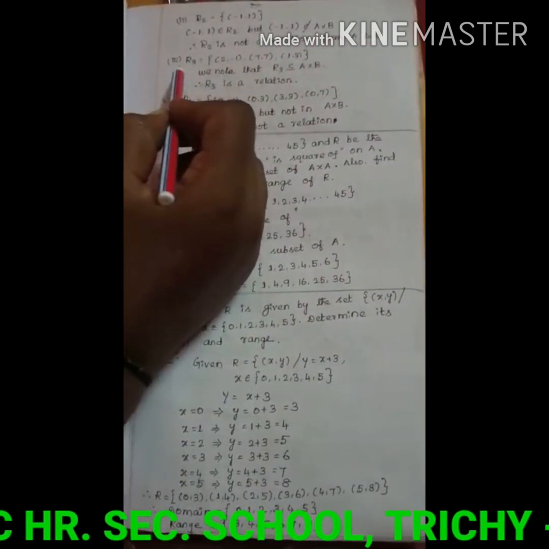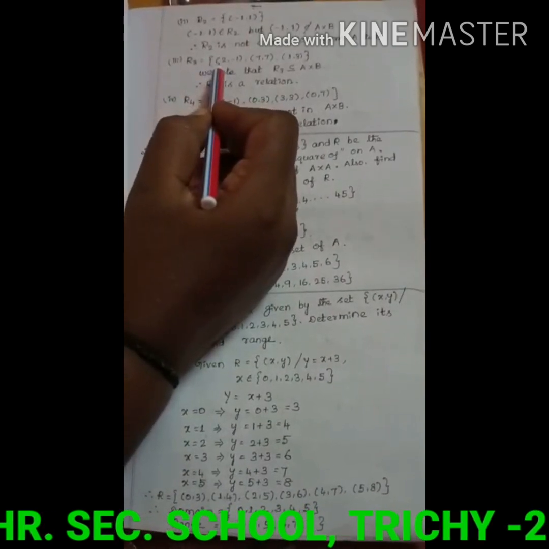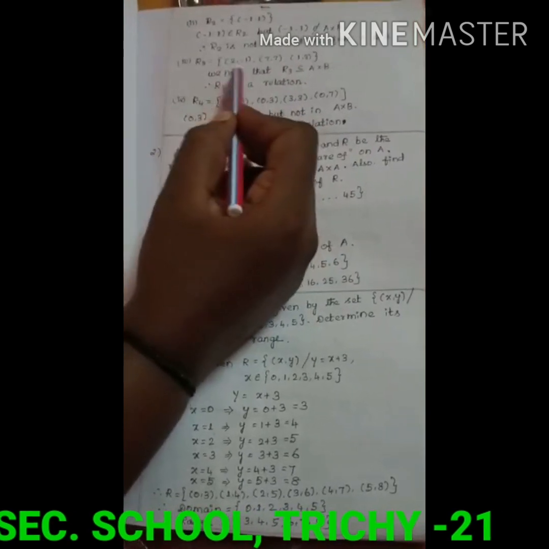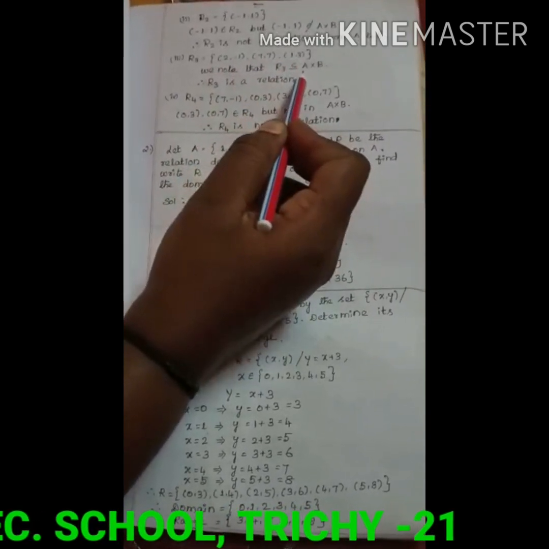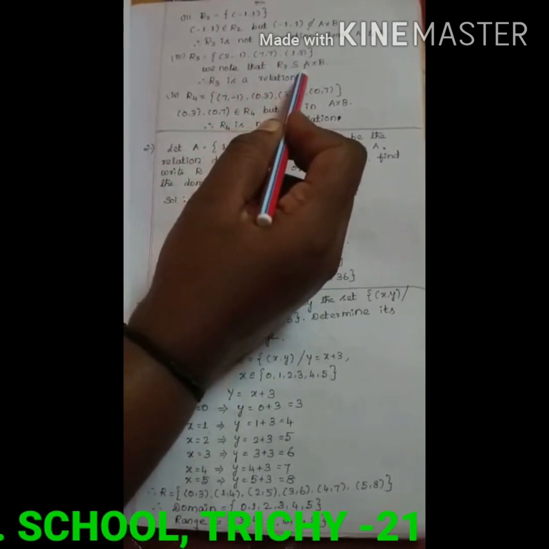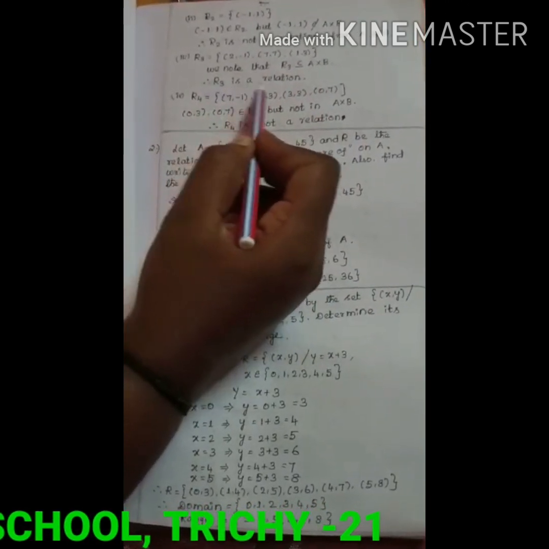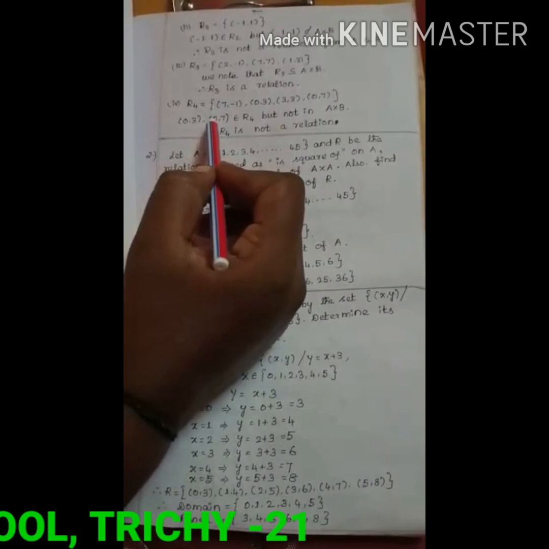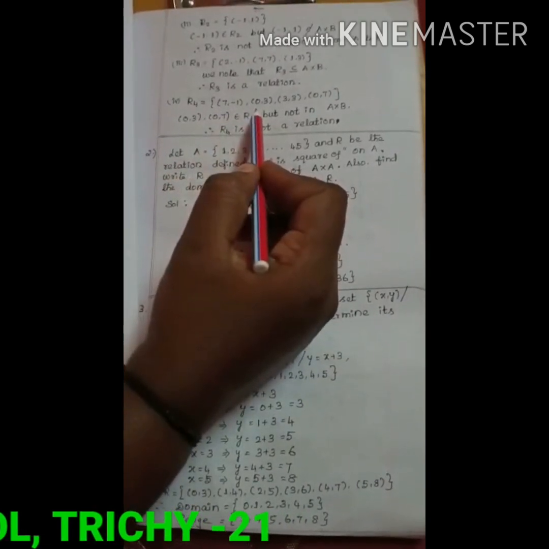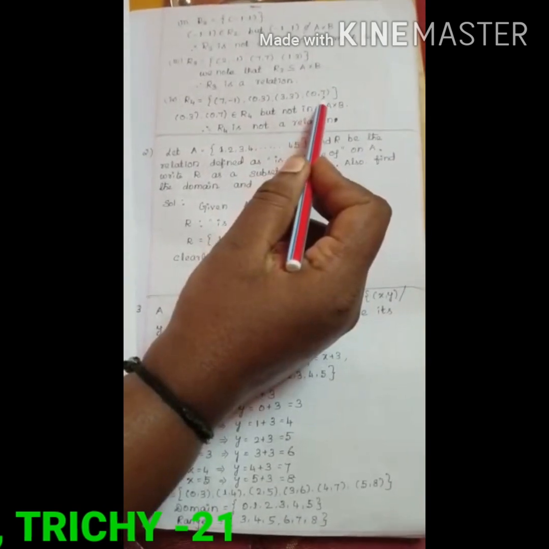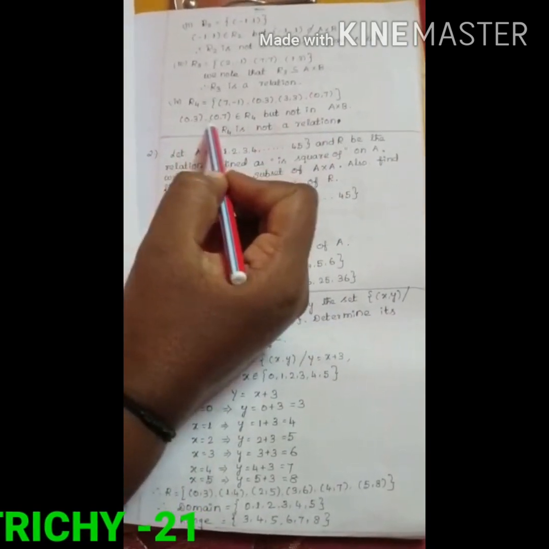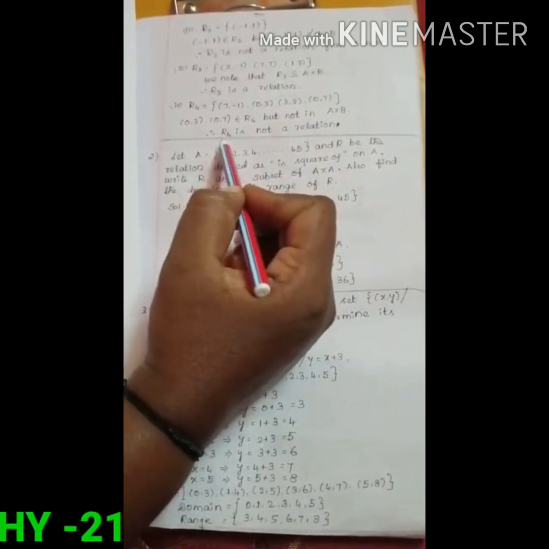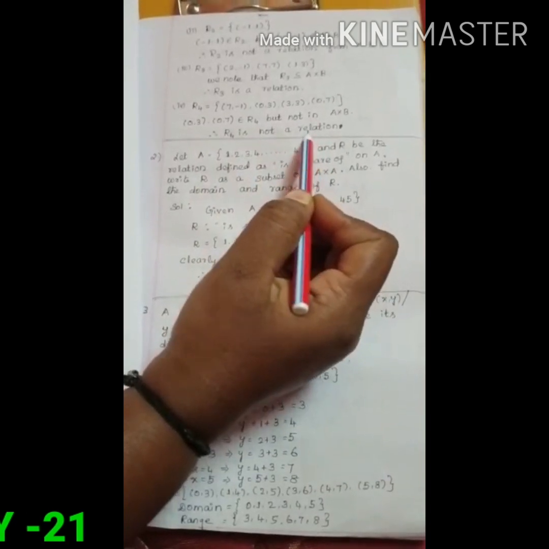In the third one, R3 is equal to (2, -1), (7, 7), (1, 3). We note that all the ordered pairs are in the Cartesian product A cross B. So R3 is a subset of A cross B, so R3 is a relation from A to B. In the fourth one, R4 is given as (7, -1), (0, 3), (3, 3), (0, 7). Here (0, 3) and (0, 7) belong to R4 but not to A cross B. So R4 is not a relation.